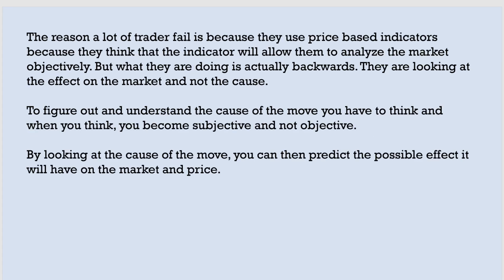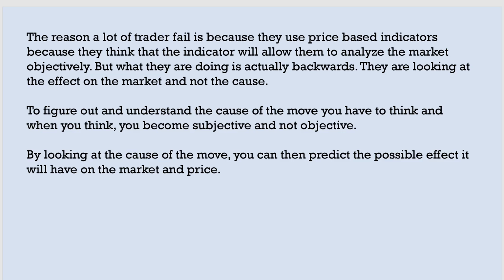So the reason a lot of traders fail is because they use price-based indicators because they think that the indicator will allow them to analyze the market objectively, right? They're like, well, I'm going to put this moving average on. I don't have to make a decision. The only decision I have to make is, do I buy it when it crosses the line or not, right? They think that it removes some of the subjectivity out of the market, but what they're actually doing is going backwards, right? They're looking at the effect on the market and not the cause.